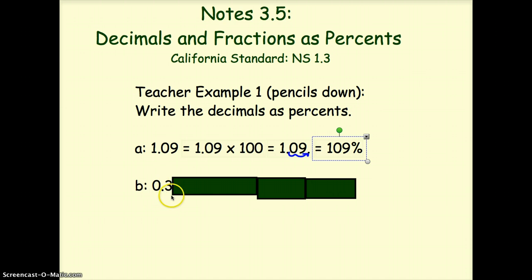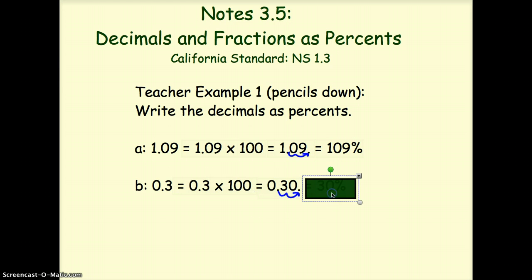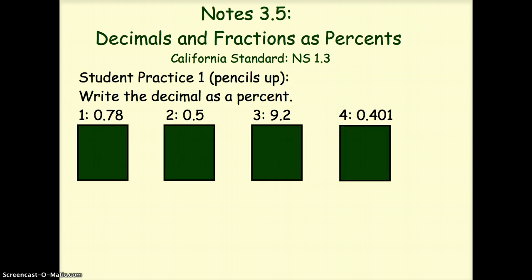Next problem, notice there's only 1 space to move. So when we move a second space, we have to add a 0, which is the same thing again as multiplying by 100. We add that 0, and we end up with 30%. Notice I dropped the 0 in front of the decimal because it's no longer needed. We wouldn't say, oh, 030%. We simply say 30%. Okay, why don't you go ahead and try it? Writing these decimals as percents. Every time you need to move the decimal 2 places to the right, don't forget.